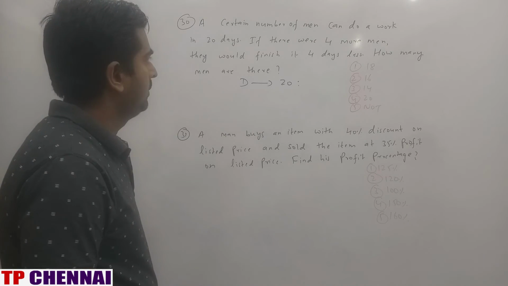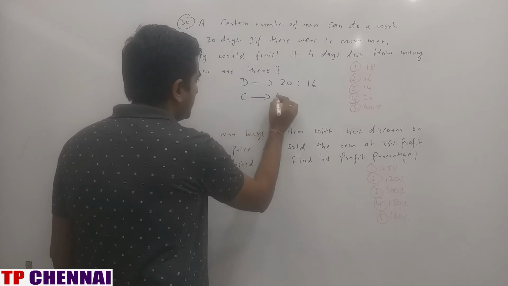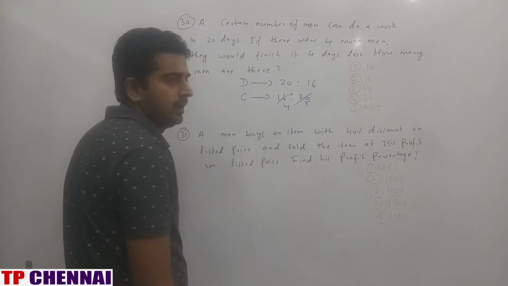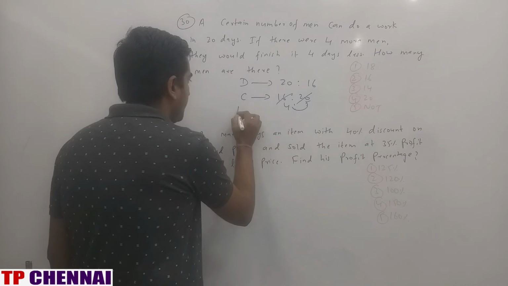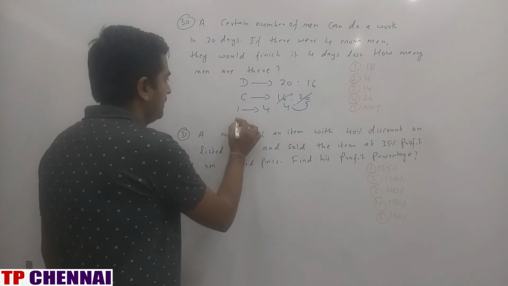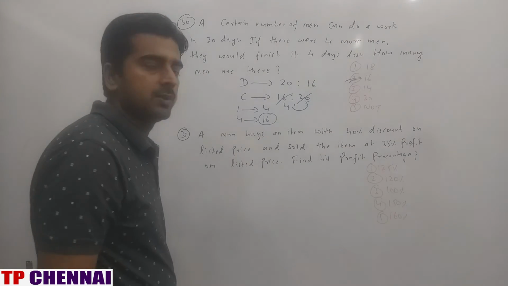Right? Now they have finished the work 4 days less, which is 16. Capacity is 16 is to 20. 4 5s are 20, 4 4s are 16. So here how much more? 1. And how much they have given you? 4. So what they are asking? Initial, which is 4. 4 parts is 16. My answer is nothing but second option.